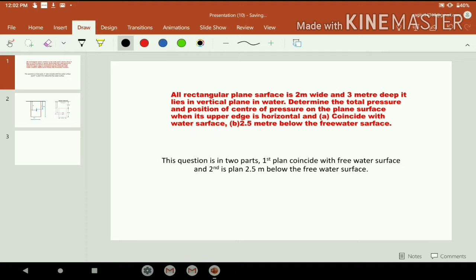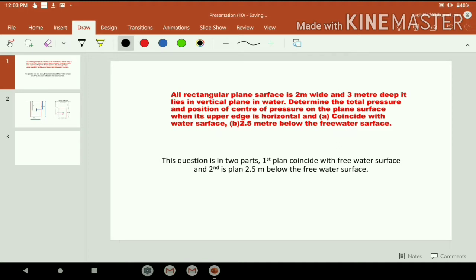The question is: a rectangular plane surface is 2 meter wide and 3 meter deep. It lies in a vertical plane, vertically immersed in water. Determine the total pressure and position of center of pressure on the plane surface when its upper edge is horizontal and, first, coincides with the water surface, and second, is 2.5 meter below the free water surface.